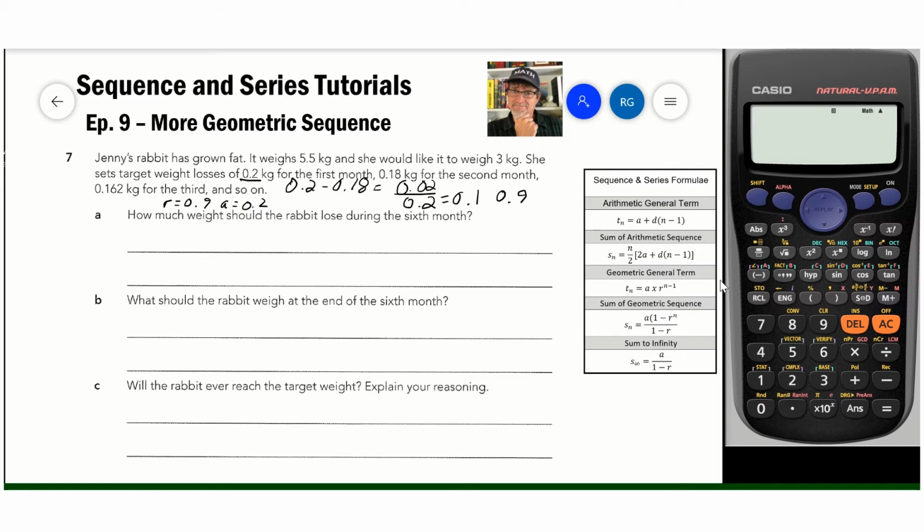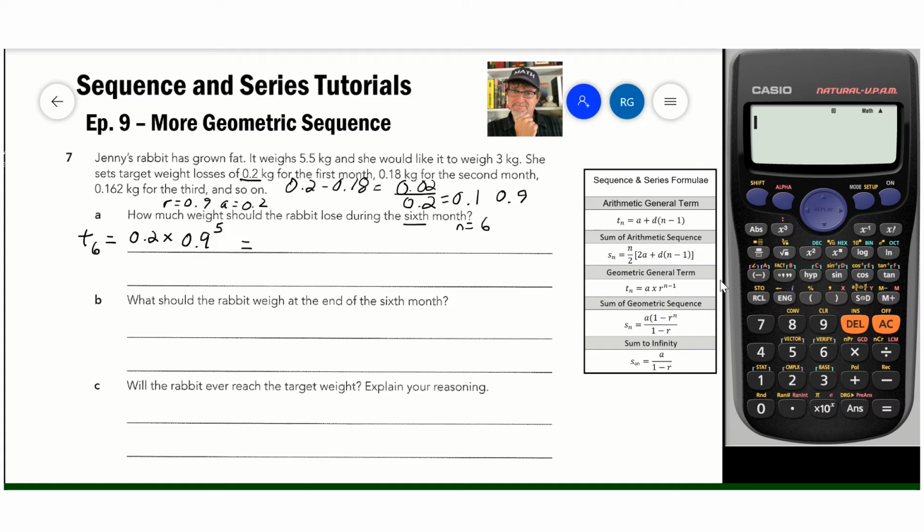and we can see if we read problem A here, how much weight should the rabbit lose during the 6th month? We've got an n of 6 right here. So let's plug these 3 things into our geometric general term. So we've got t6 equals, so we start with a, that's 0.2, and then we multiply that by r, which is 0.9, and that is raised to the power of n minus 1. Well, 6 minus 1 is 5, so let's put that right in.